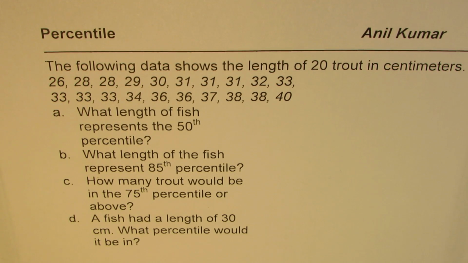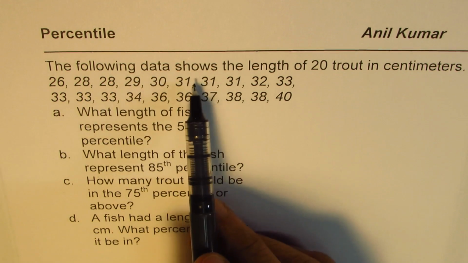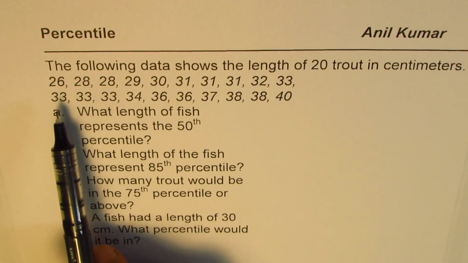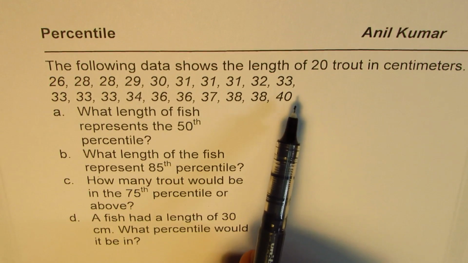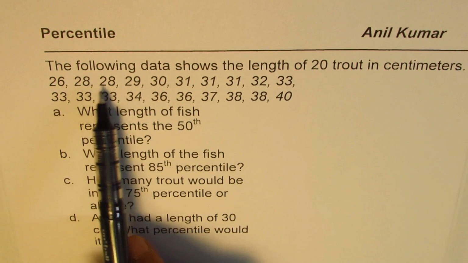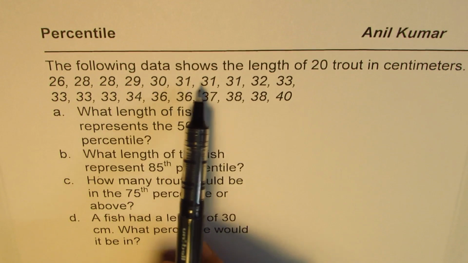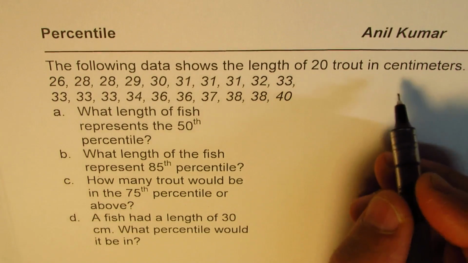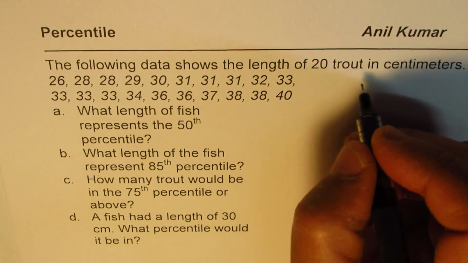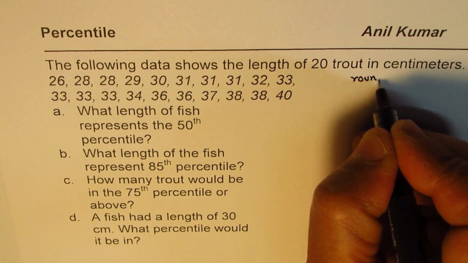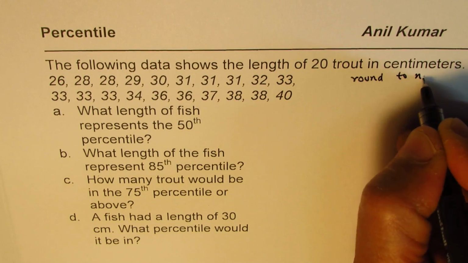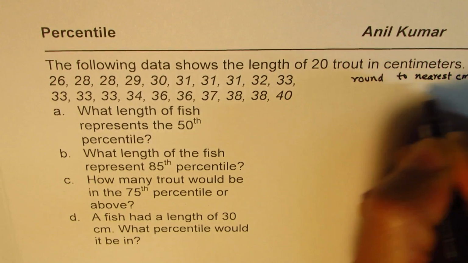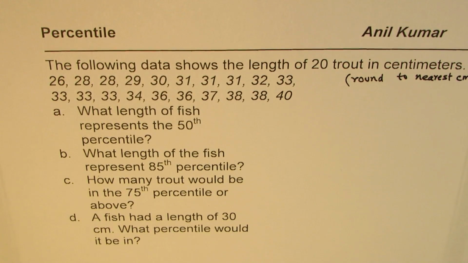The video will explain how to find the percentile from the given data. The question is, the following data shows the length of 20 trout in centimeters. We have already arranged them in increasing order: 26, 28, 28, 29, 30, 31, 31, and so on till 40. Now all these figures are rounded to the nearest centimeter.